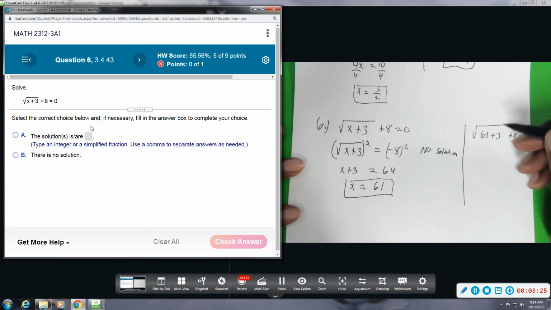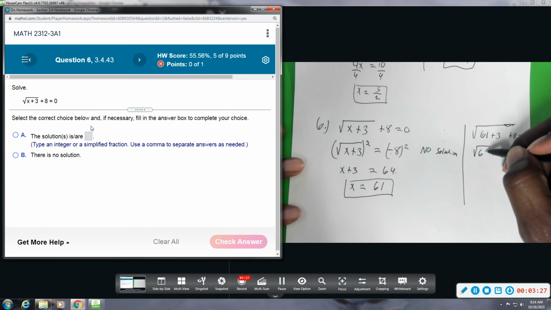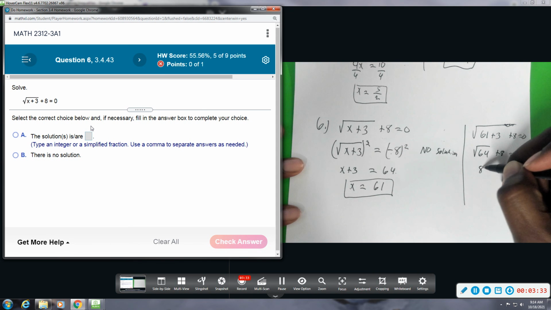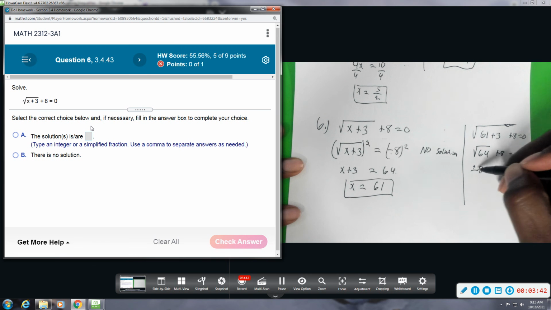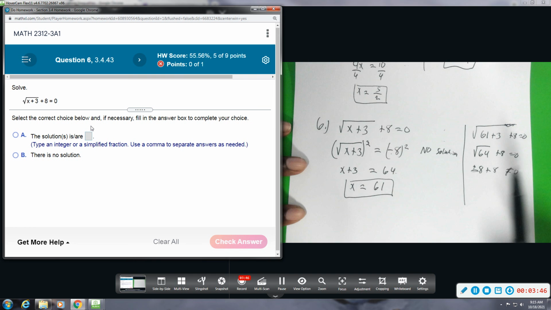All right, so 61 plus 3 gives us the square root of 64 plus 8 equals 0. And then the square root of 64 is 8. And 8 plus 8 is not equal to 0. Now, if we were considering plus or minus 8, it could be negative 8. Negative 8 plus 8 will give you 0. But they're only considering positive, so we're going to say no solution.